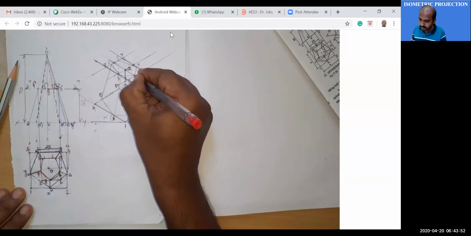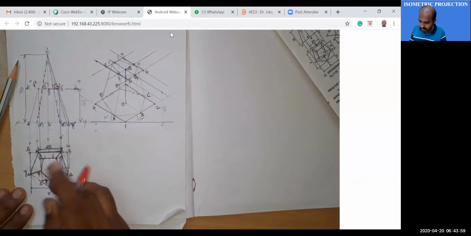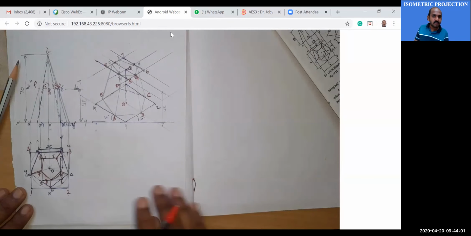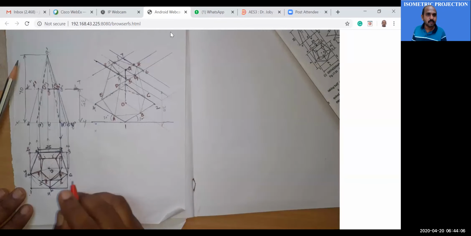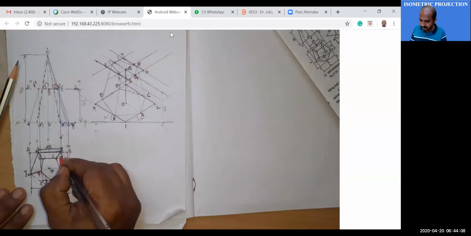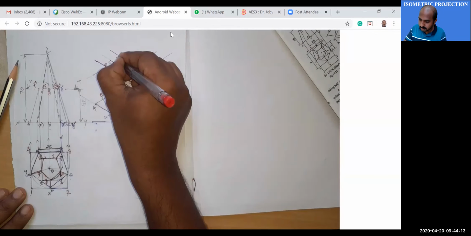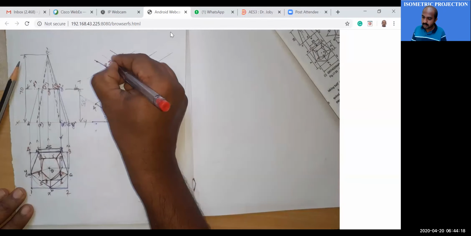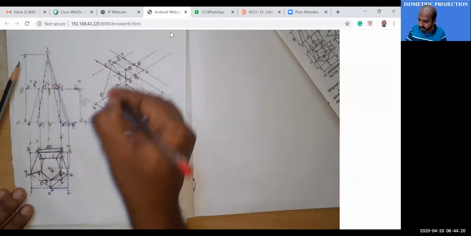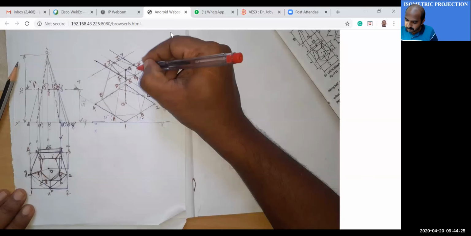This is your G. Between 6 and 7, which point is H? So you measure 6H, then mark it here. This is your H. Then you measure 7I, and mark here. Then you measure 7J, and mark here. Then you measure 8F, and mark it here. So now we have located the top. You can connect it.